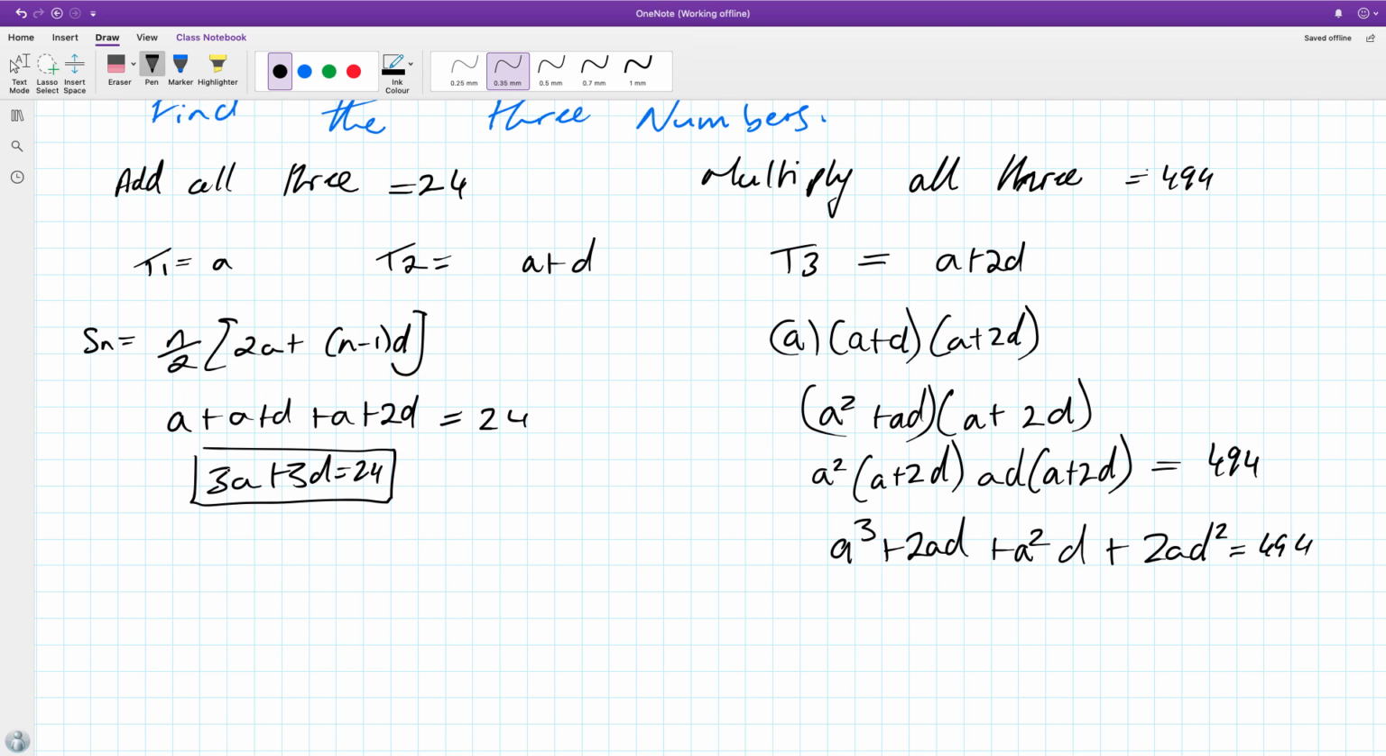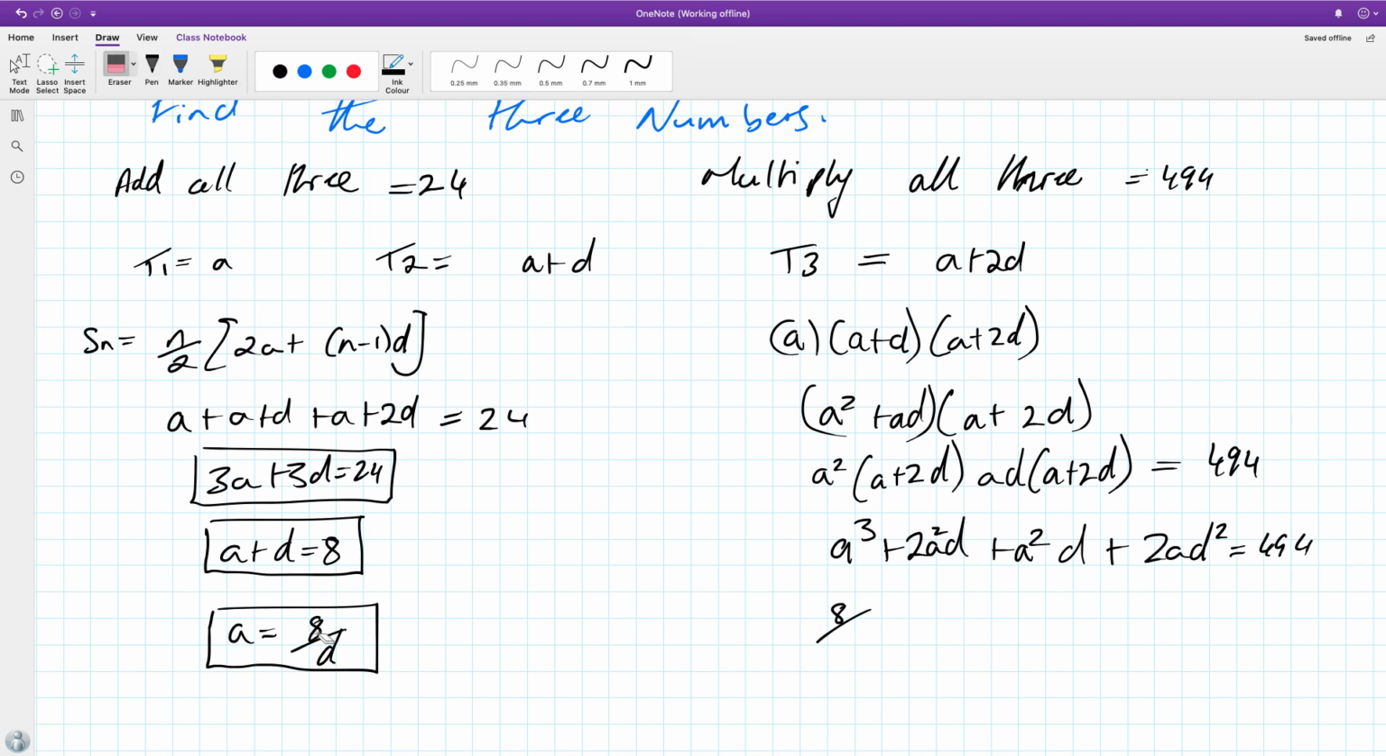Sub it in then, we have 3A plus 3D is equal to 24. Can we make this easier? Divide across by 3 will make it easier. Now A plus D is equal to 8. You do indeed, thank you. 2A squared D, A squared D, and AD squared. Right, back then, A is equal to 8 over D. And literally sub it in here then.